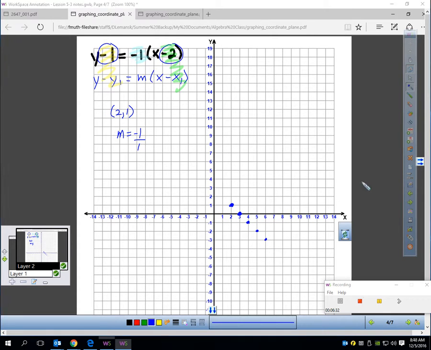All I have to do now is get my ruler out and draw a line, and there's the line for that equation. Point slope form means I can plot a point, I can apply the slope, and there's my line.